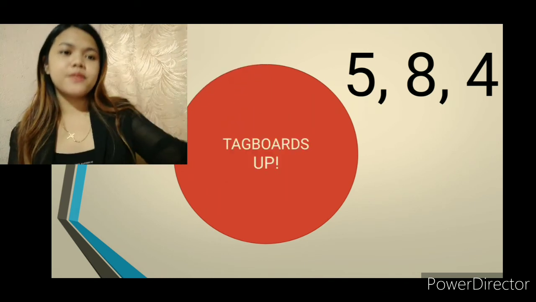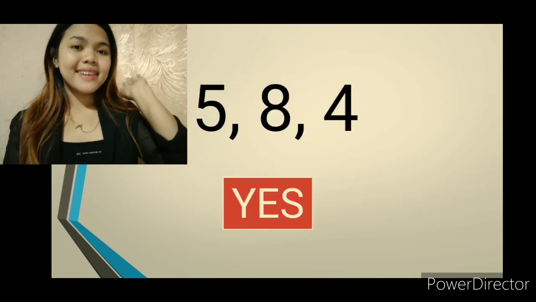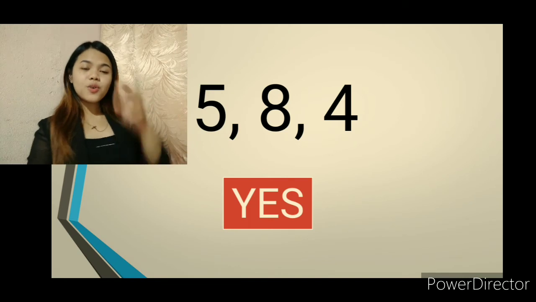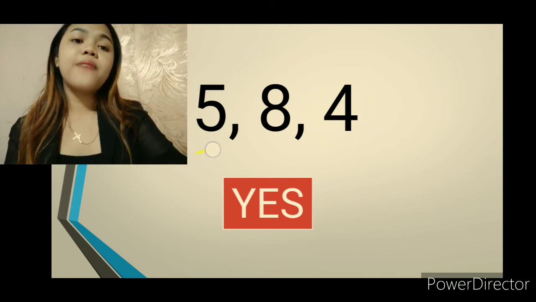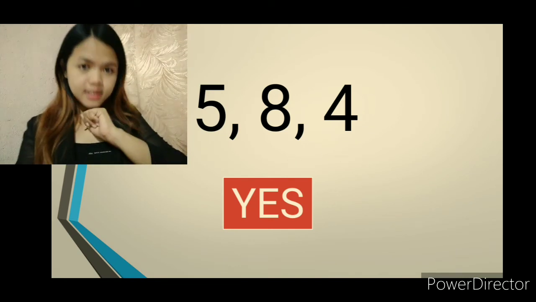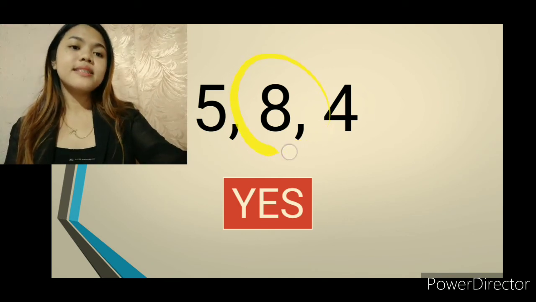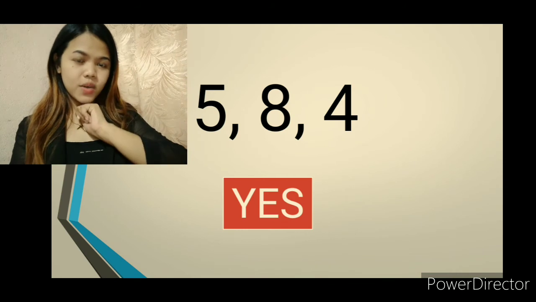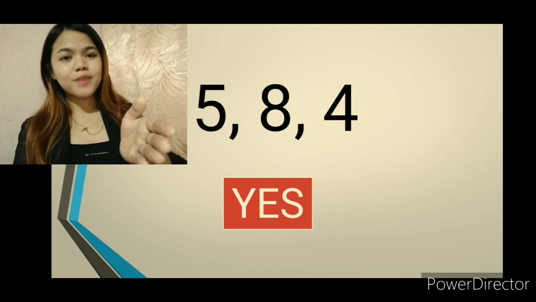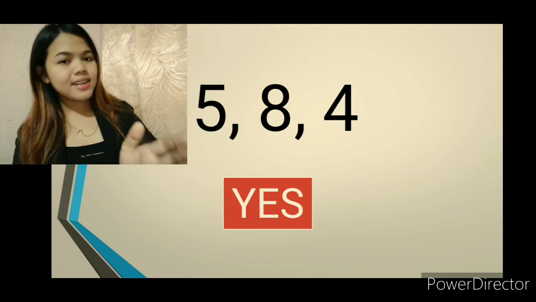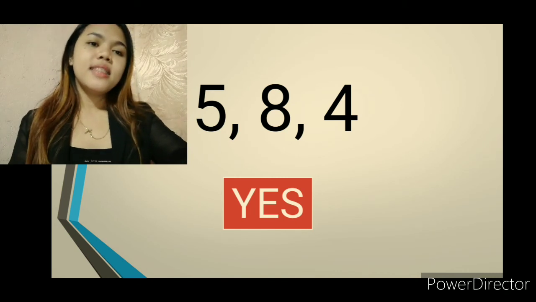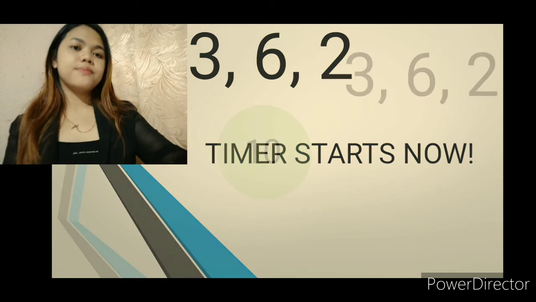Time is up. The correct answer is yes. The two shorter lengths are 5 and 4. Their sum is 9, and 9 is greater than 8. So it should be yes, because it is a triangle. Okay. Next one, the third one. Timer starts now.